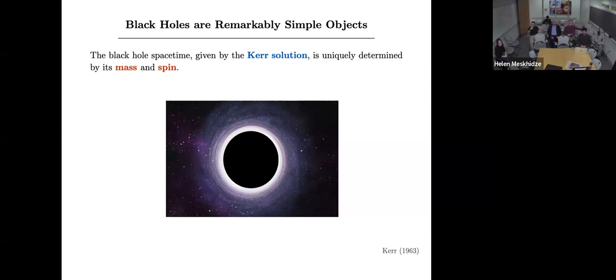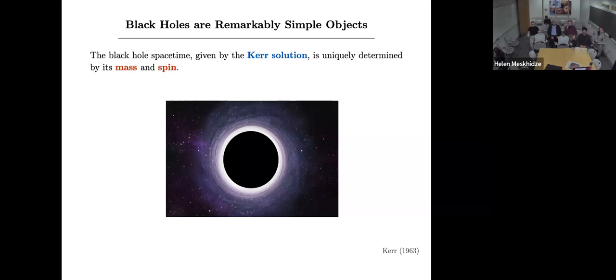Within the framework of Einstein's theory of general relativity, the black hole space-time solution is given by the so-called Kerr metric solution. And in that solution, the space-time is essentially only determined by two free parameters, which are the mass and the spin or angular momentum of the black hole. Of course, strictly speaking, there's also charge for the Kerr-Newman solution, but in the rest of the talk, I will neglect charge because charged black holes are not believed to be astrophysically relevant.